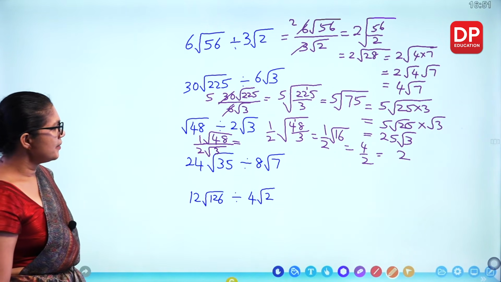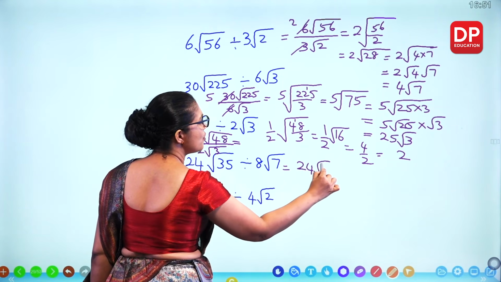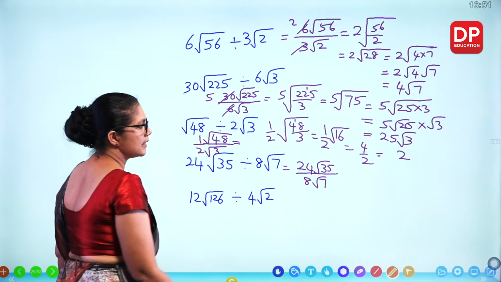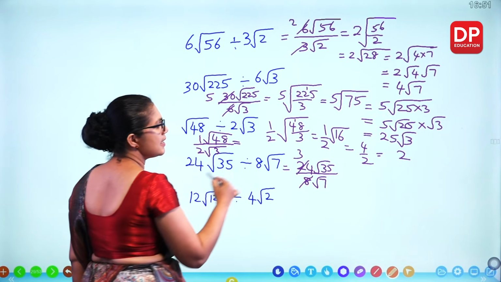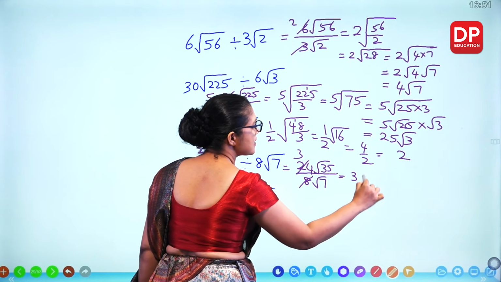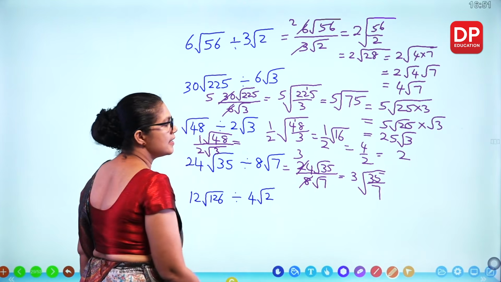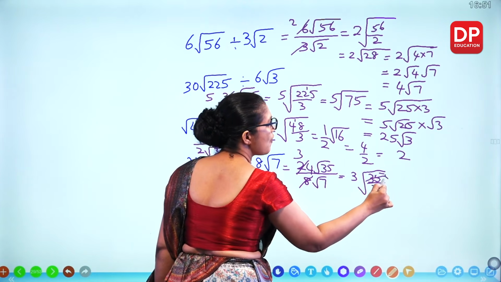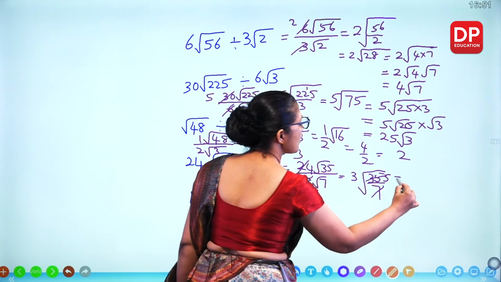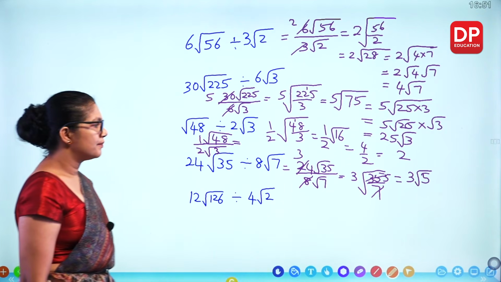What about this one? I can write it as 24 root 35 over 8 root 7. 24 over 8 I can simplify, and then write as a single radical 35 over 7. So we know 7 times 5 is 35. So what's the answer? You get 3 root 5.